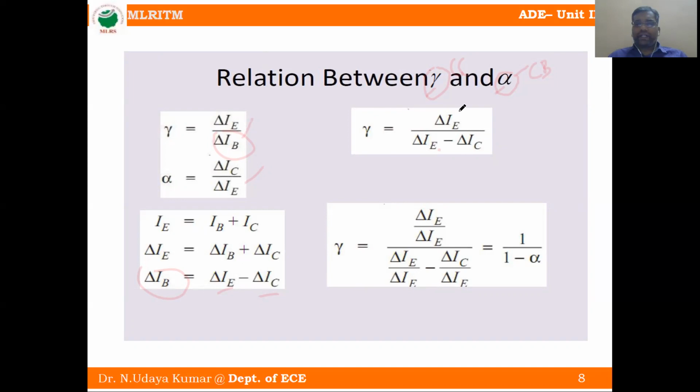Dividing both numerator and denominator by change in IE: change in IE by change in IE is equal to 1, and both cancel. In the denominator, change in IE by change in IE is also 1, and change in IC by change in IE is equal to alpha. So gamma is equal to 1 by 1 minus alpha.